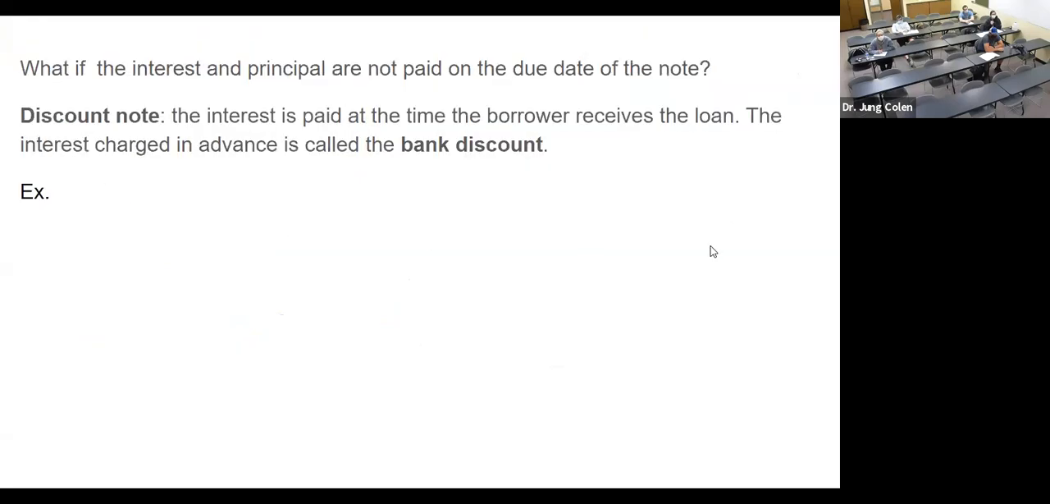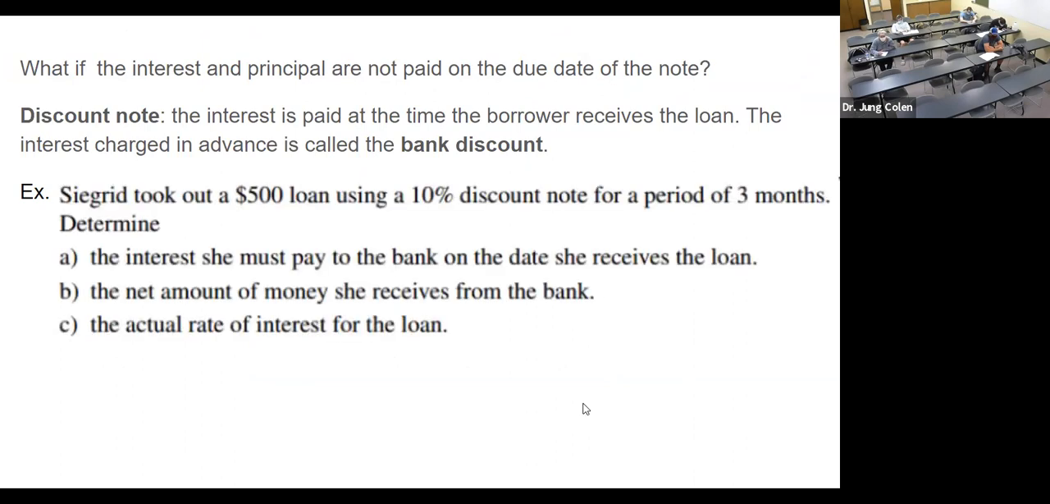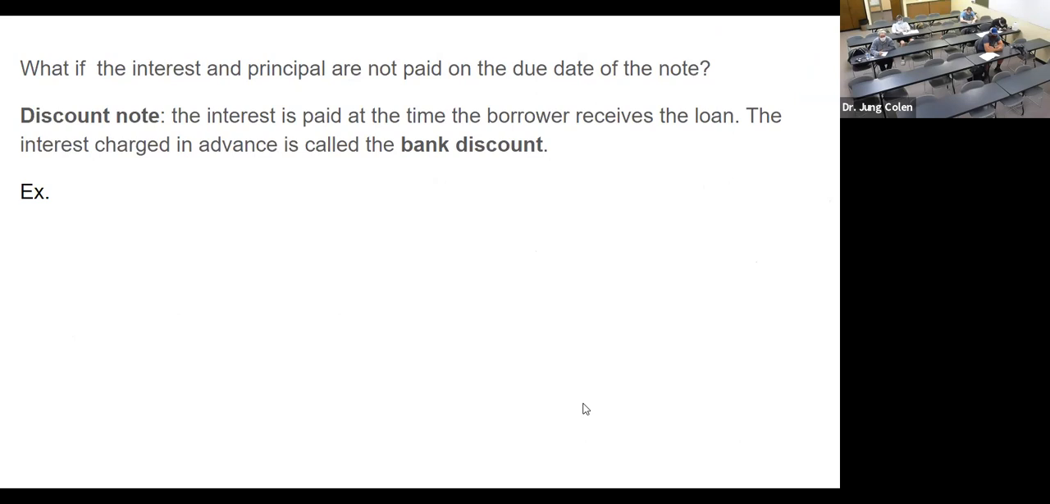I have a new concept here. Discount note. When we are buying something at a supermarket or at a store, we look at discounts a lot of times, right? When you are borrowing money, it's a little bit different. They say they give us a discount. So let's see what the bank discount means.